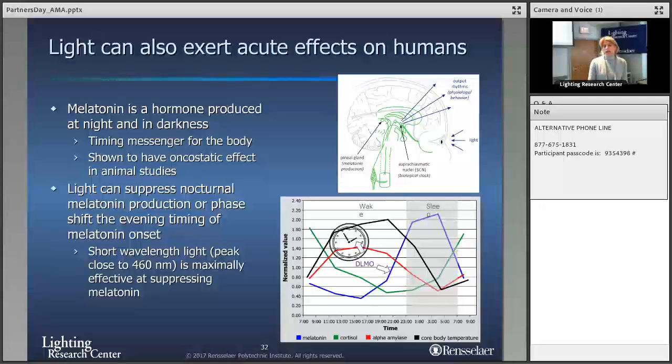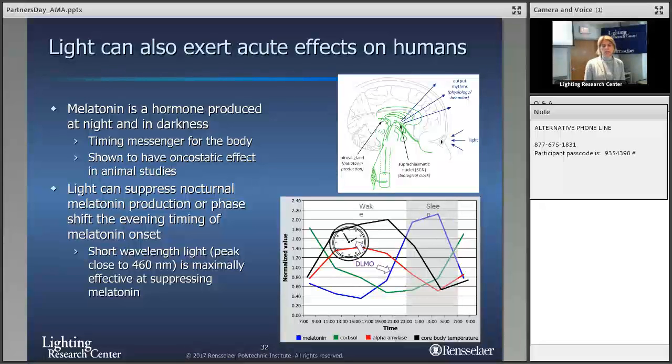Now, light can also have an acute effect on humans. One of the very well-known markers of the circadian clock is melatonin. Melatonin is a hormone that is produced at night and in darkness. So if you're in a dark room in the middle of the day, you're not going to produce melatonin. If you're in a very bright room in the middle of the night, you're also not going to produce melatonin, because light can suppress melatonin.